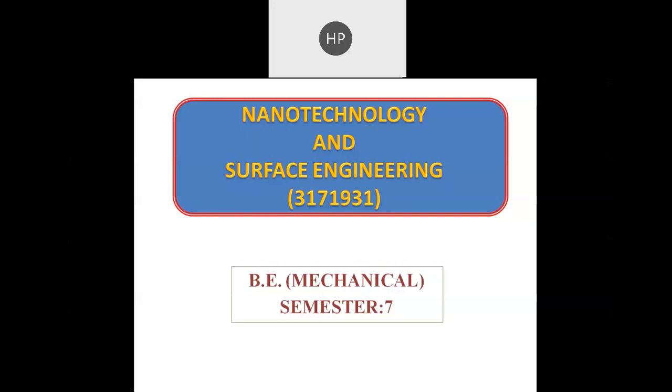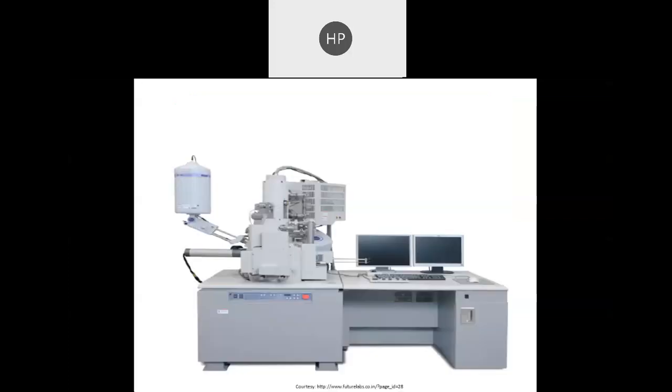Out of them, today we are going to see the basic concept and construction of a scanning electron microscope, SEM. So this is the general diagram of this scanning electron microscope, and in it we have various components to characterize the material. This is only for an idea of how the SEM looks. Now in detail we are going to discuss the various components of this SEM.